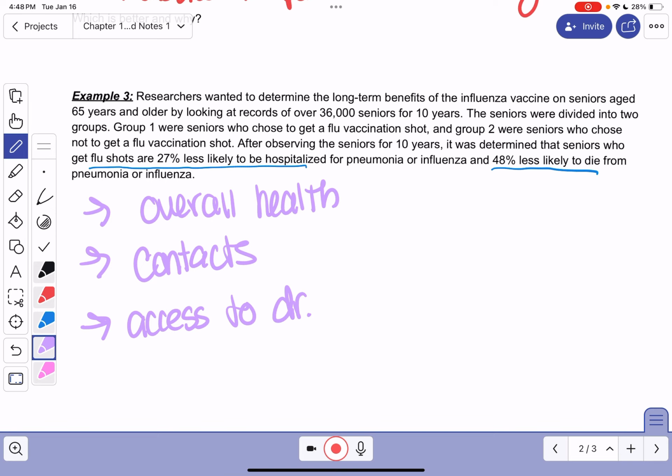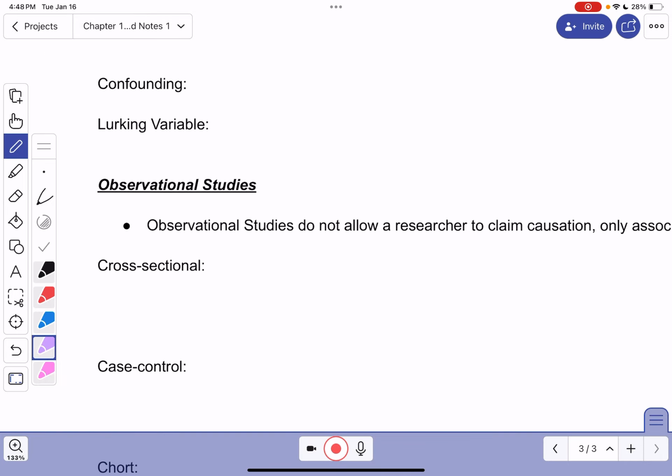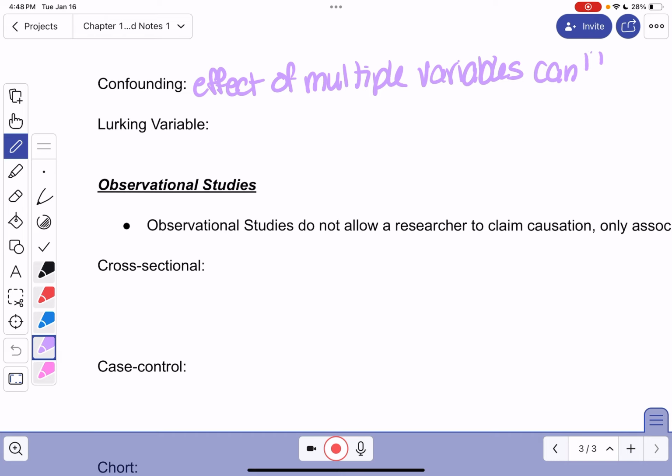So while this is promising, unless we know the answers to those things, it's not super helpful. So these are called confounding or lurking variables. Confounding is when the effect of multiple variables can't be separated. So if we don't know people's history, we can't separate their current health from the causes.